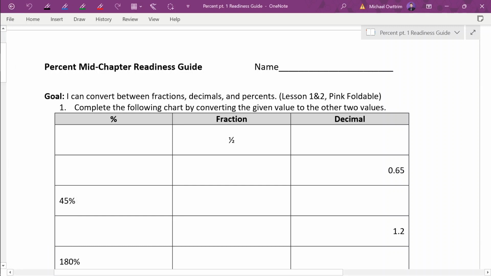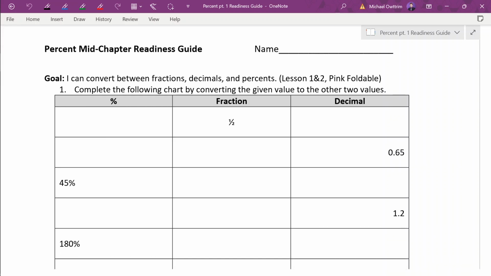Alright, hello class. Today we're going to be taking a look at this percent readiness guide. We're working with converting between percents, fractions, and decimals, and we are also looking to solve some percent problems. So if we look at our first question, we're dealing with a chart, and we're working on starting with either a fraction, decimal, or a percent, and converting to the other two.